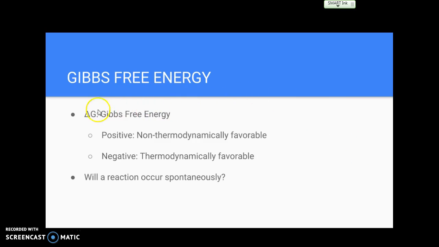Gibbs free energy, it's delta G. Well, what does the delta G mean? Well, it's simple. When it's positive, it's non-thermodynamically favorable. When it's negative, it's thermodynamically favorable. It's a little bit backwards, but you know, that's the way it is. And what it means is, will a reaction occur spontaneously? When it's negative, it will occur if you just put them in a room together. It just happens. Boom. Bada bing.